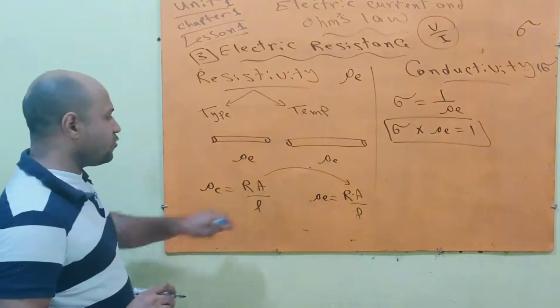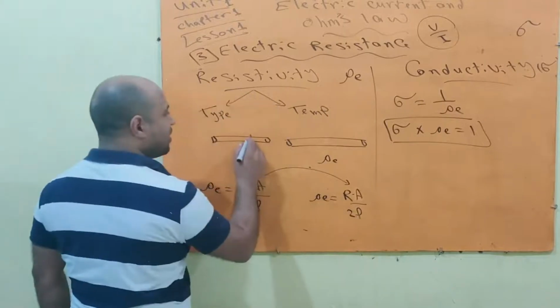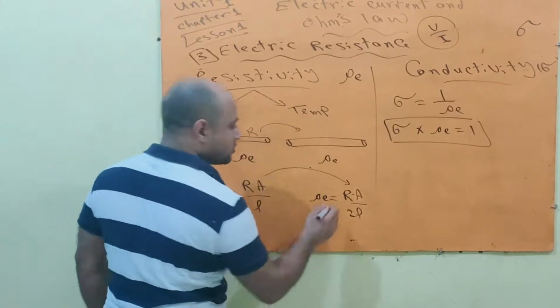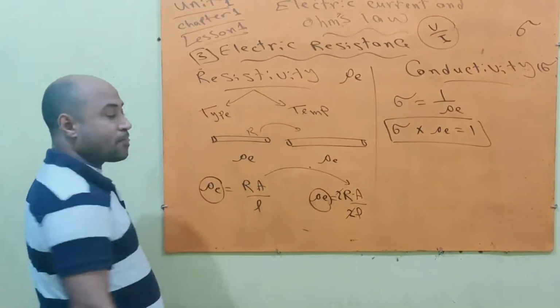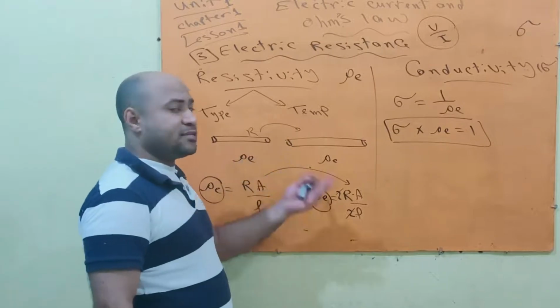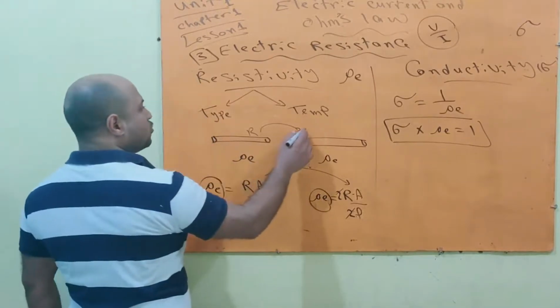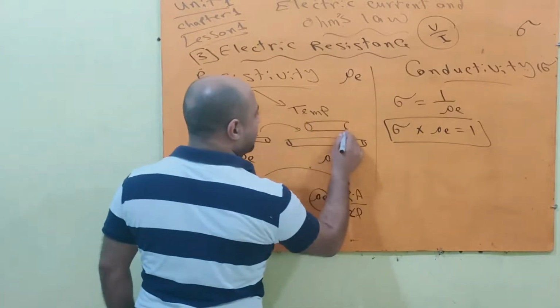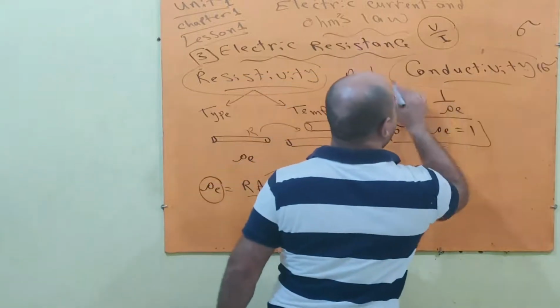ρ equals R A over L. Isn't the L doubled here? Then R will also double, right? So the 2 cancels with the 2, and ρ stays as it is. So if the question says: if the length of the wire increases to double or decreases to half, if the cross-section area increases to double, or the radius increases to double, then the resistivity or conductivity remains constant, it won't change.